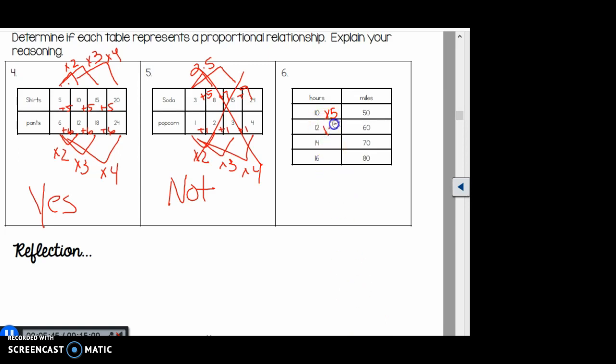So that worked. How about what's the next number? 14 times 5 is 70, if we put it in our calculator. And 16 times 5 is 80. Is that right? Yes. So write a big fat yes there.